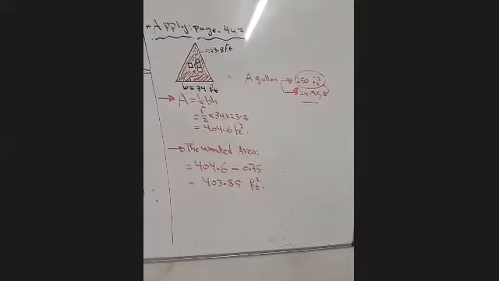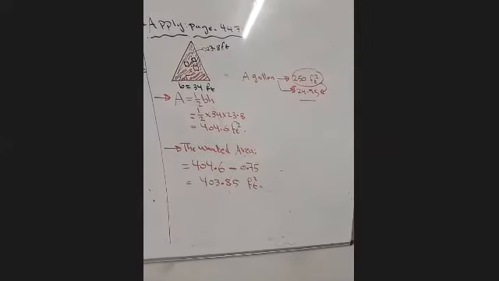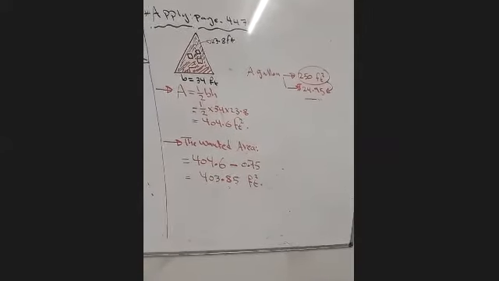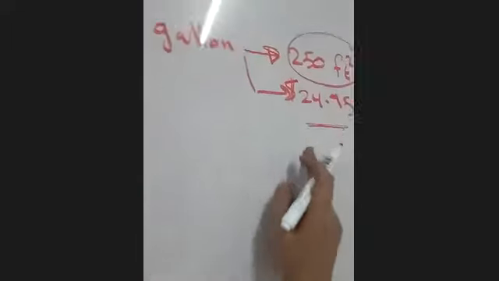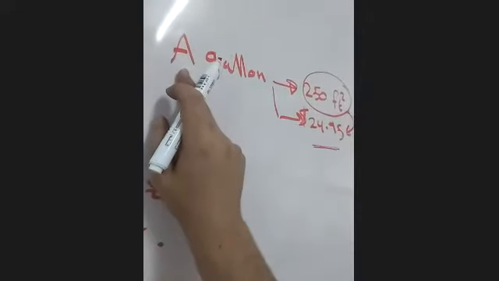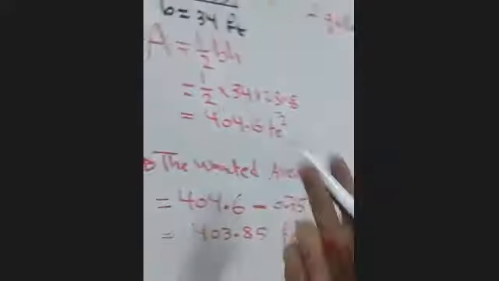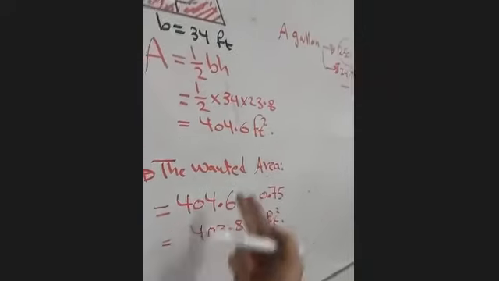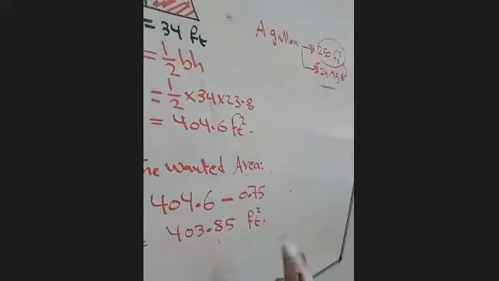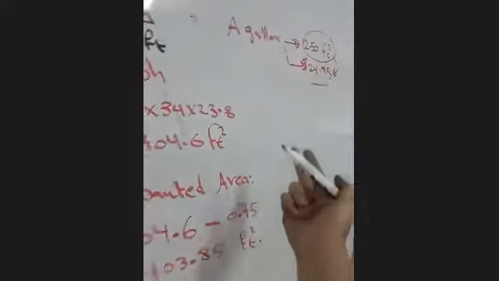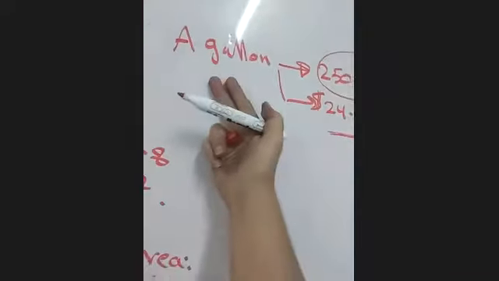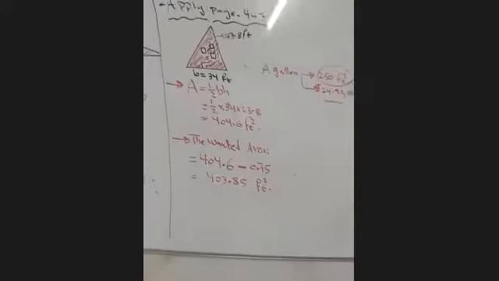403.85 divided by 24.95. No, this is the cost of each gallon, right? Now, does this area need 1 gallon or 2? I don't know. I need to know how many gallons. This is the cost of the gallon. I need to know how many gallons I need.